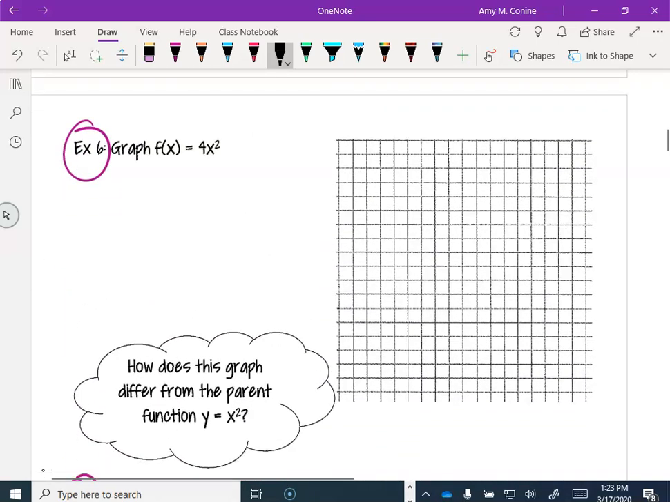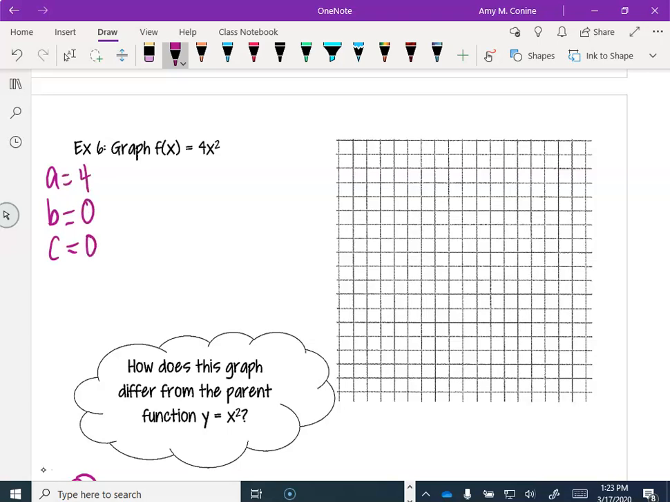So looking at example 6, we have f of x equals 4x squared. So we are going to figure out what kind of transformation is happening here. I think the best thing to do is start where we always start. So do your a, b, and c. So a is 4, b is 0, and c is 0.